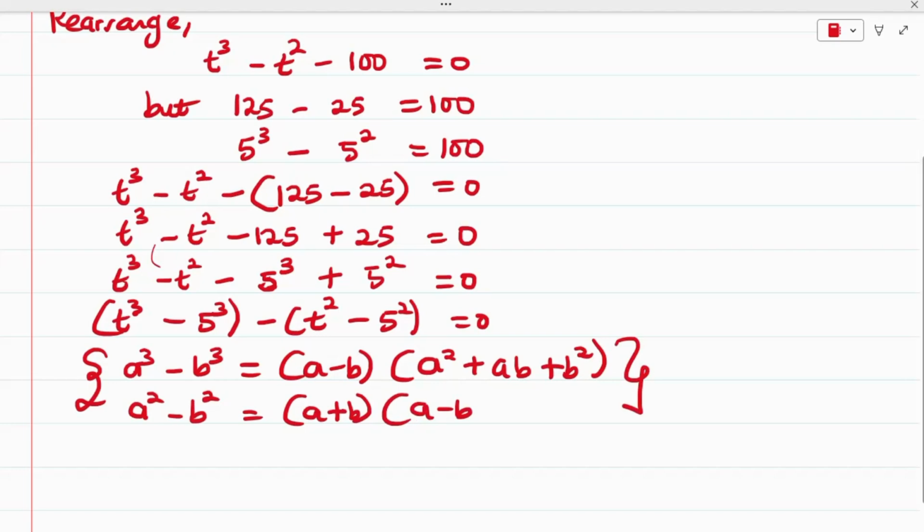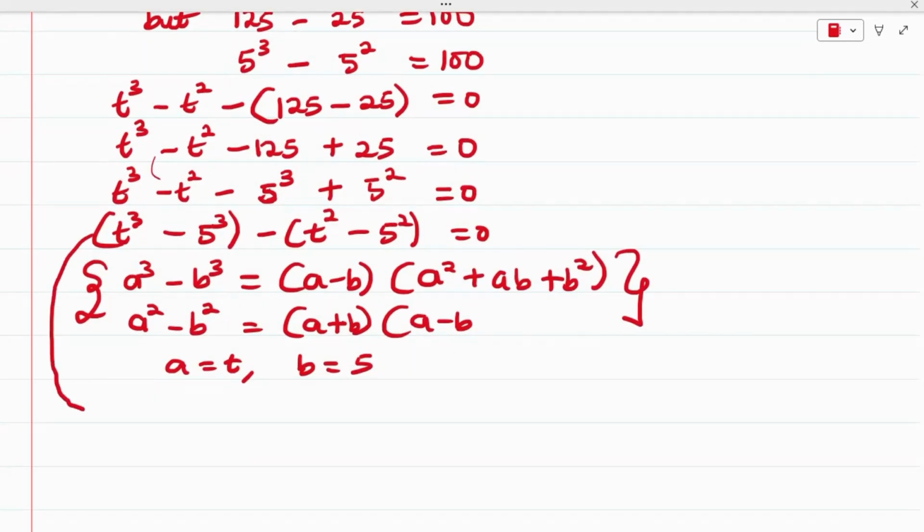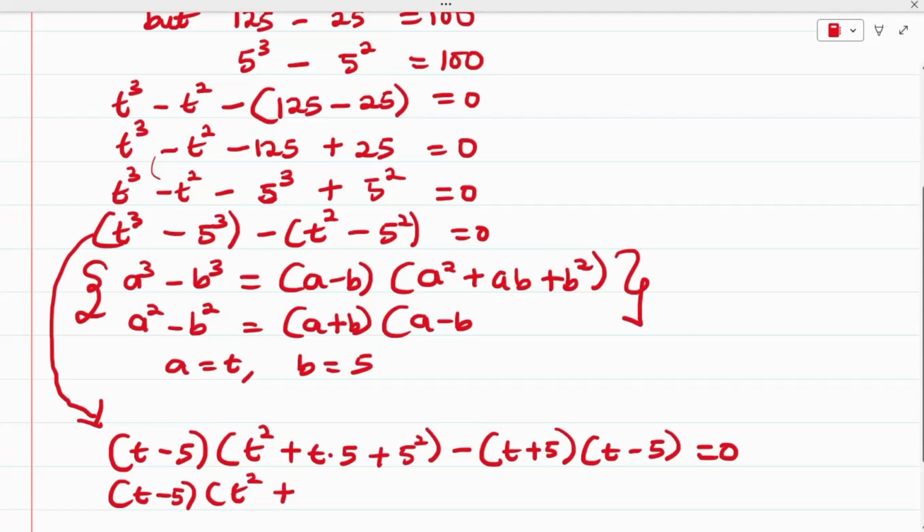So applying this property right here, whereby we have that a is equal to t and b is equal to 5, hence from this point up to this point, we have t minus 5 multiply t squared plus t multiply 5 plus 5 squared, minus into a plus b, which is t plus 5 multiply t minus 5, and this is equal to 0. So we have t minus 5 multiply t squared plus t multiply 5 is 5t plus 5 squared is 25, minus t plus 5 multiply t minus 5, and this is equal to 0.